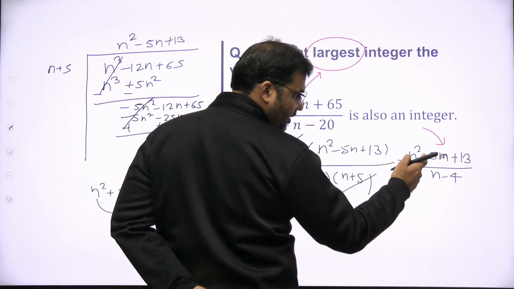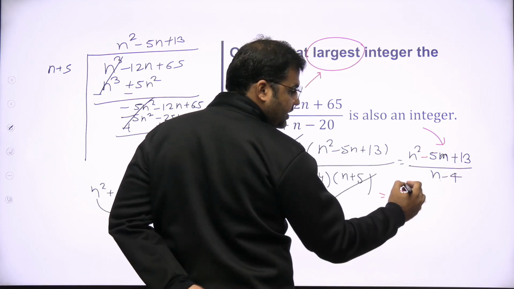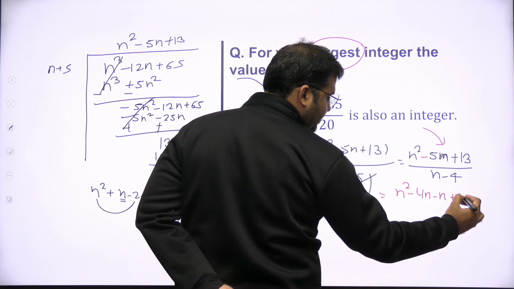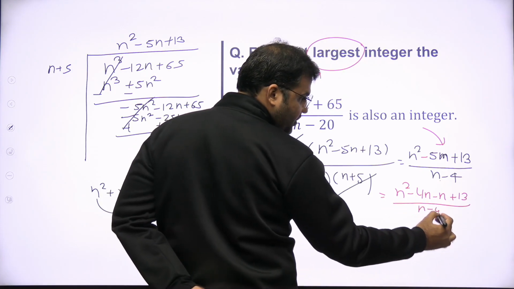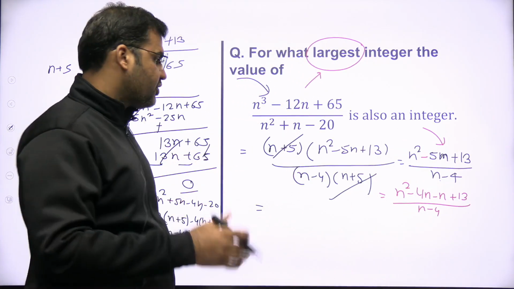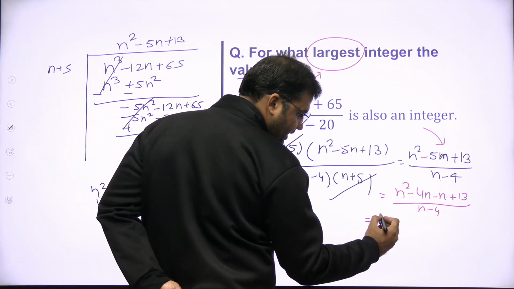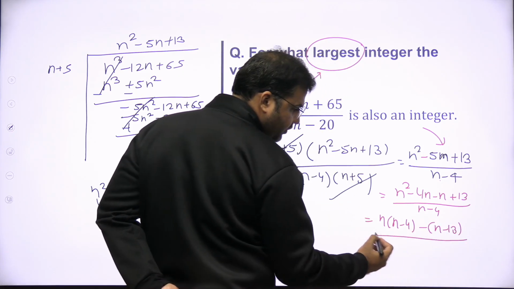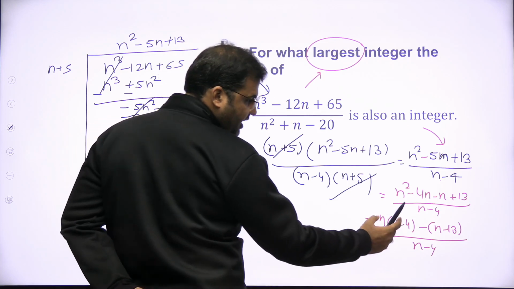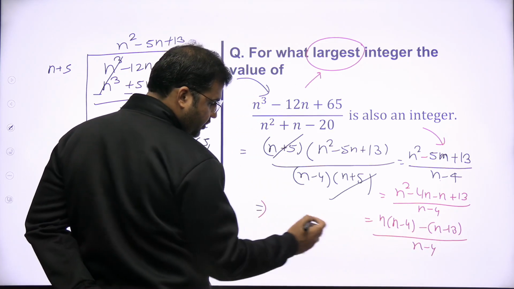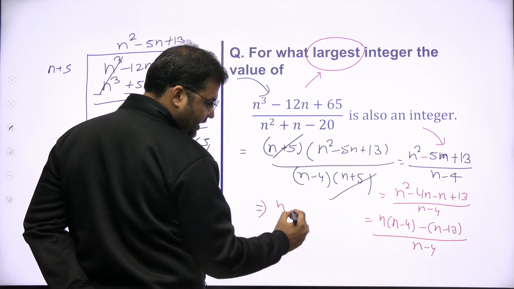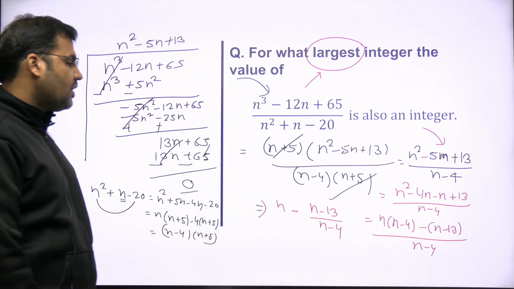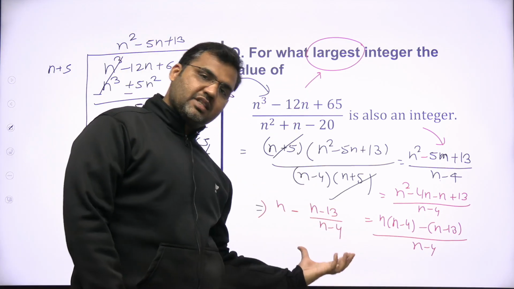So what we need to do? Write it down in terms of n. This is n square, right? Minus 5n can be written as minus 4n minus n plus 13. Now, I'm not factorizing it, okay? I'm just trying to write down the value in the numerator in terms of n minus 4. Now, if I take n as common, this is n times (n minus 4) minus n minus 13, divided by n minus 4. Now, if I divide it individually, this fraction will be reduced to n, since n minus 4 will get cancelled, minus (n minus 13) upon n minus 4. So this whole expression is now reduced to this expression.